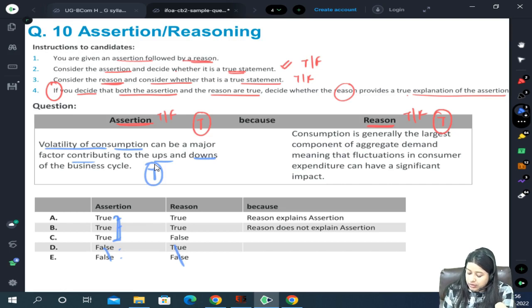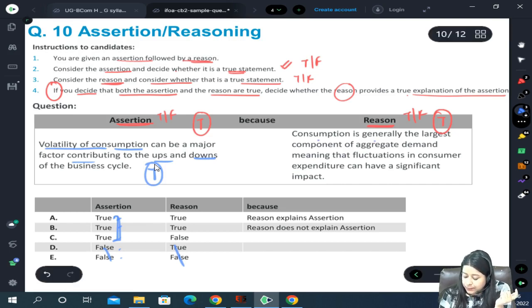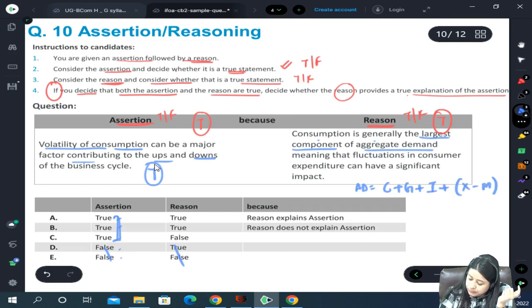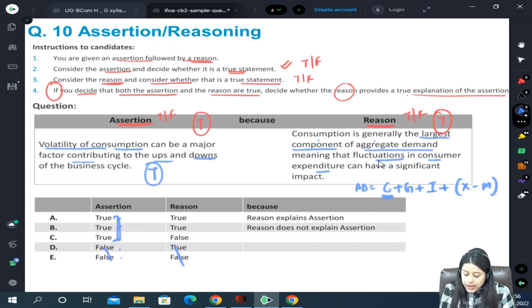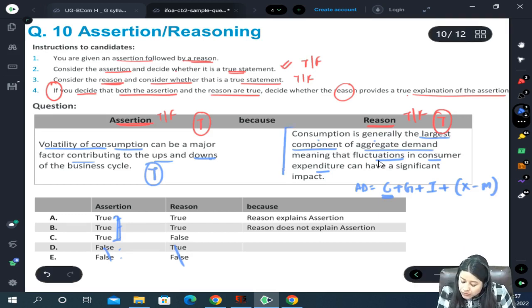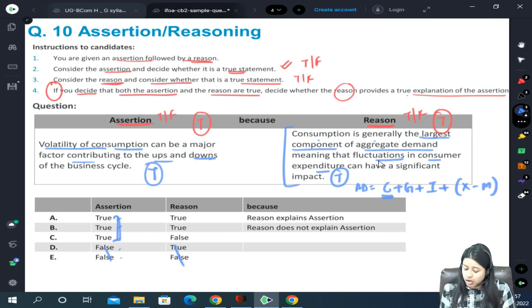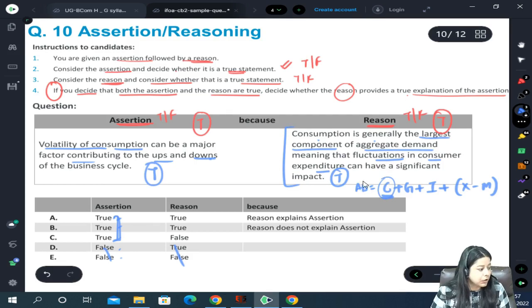Now let's read the reasoning. Consumption is generally the largest component of aggregate demand. What was aggregate demand? C plus G plus I plus net exports. So this is one of the largest parts of aggregate demand, meaning that fluctuations in consumer expenditure can have a significant impact. And business cycle is actually what? Aggregate demand may change. Leave that, we will read both separately, because they have mentioned the first 2 steps are completely different. So here, obviously, this is again true. I don't even want to discuss this. This is true, because this is always the most important part of your entire aggregate demand.